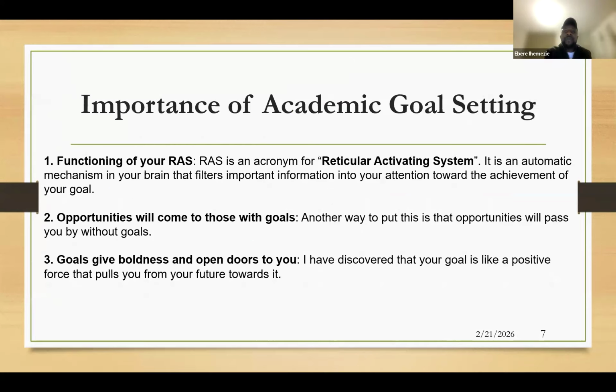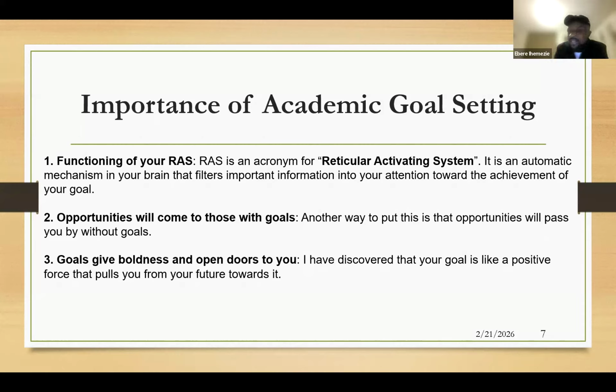Okay, so what is the importance of academic goal setting? The first importance is what I found out to be the functioning of RAS. RAS is an acronym that stands for Reticular Activating System. Behavioral psychologists found out that there is an automatic mechanism in our brain that filters important information into our attention towards the accomplishment of a goal. And that is basically what RAS, or Reticular Activating System, is.